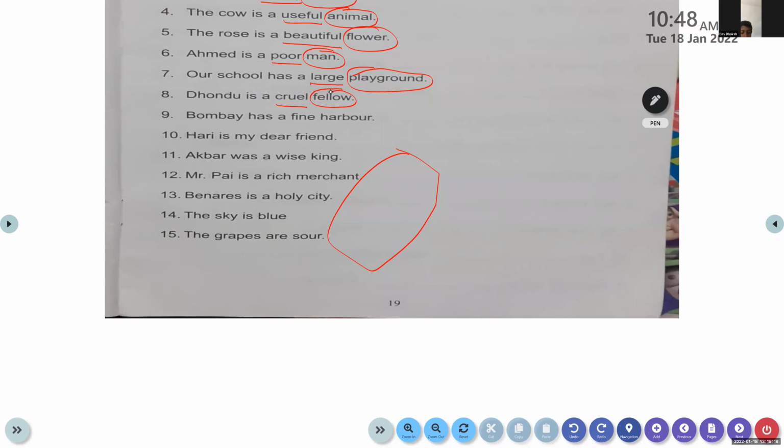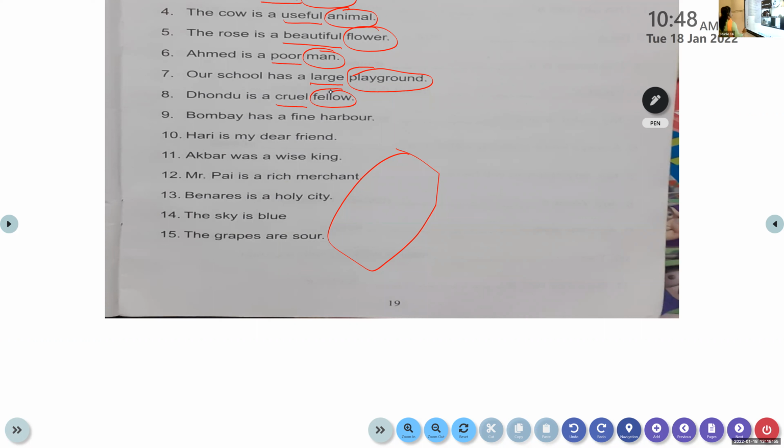Okay, Aldrin, come on. Do the next question. Bombay has a fine harbor. Okay, there is a full stop, so you pause there. Bombay has a fine harbor.